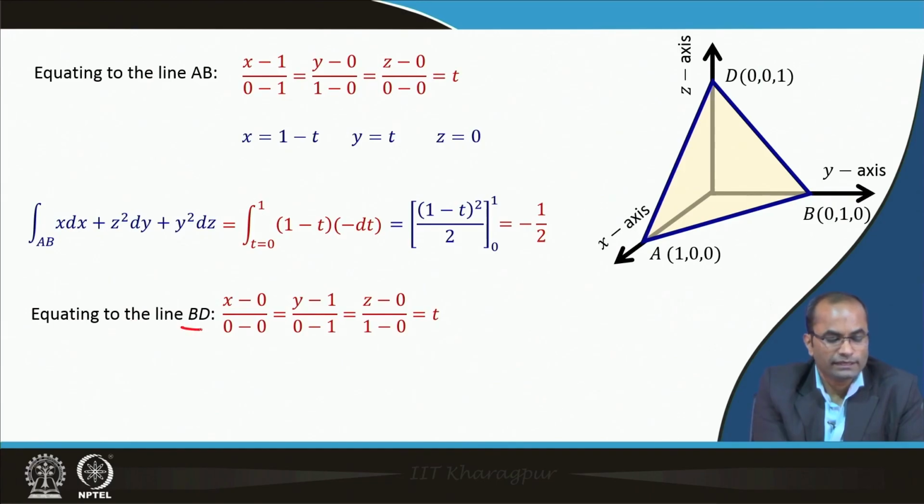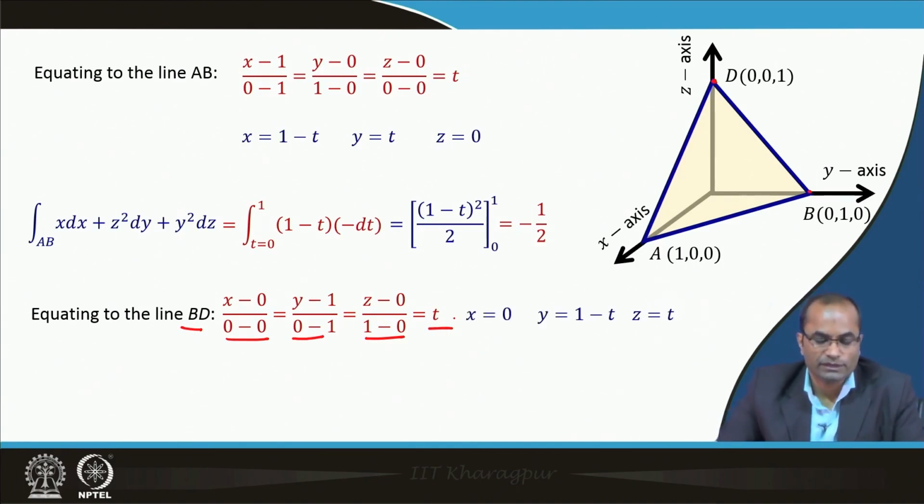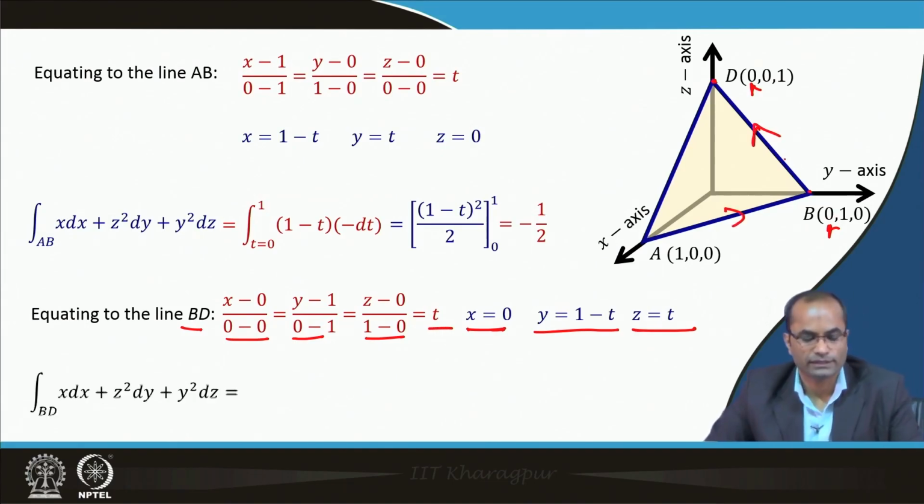Now, for the second line, this BD, we can write down again the equation for BD, and we equate these ratios to t to have the parametric form. In this case x is not varying, it is 0. So, x is 0, y is 1 minus t, and z is t. Again t varies from 0 to 1, and we are moving in that direction, anti-clockwise.